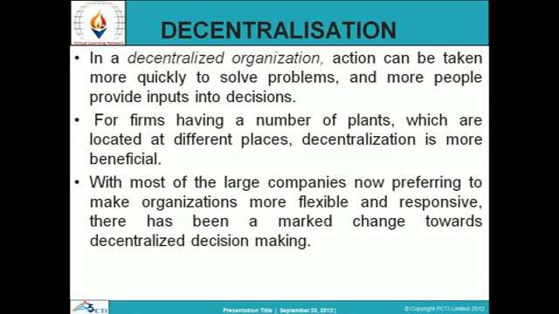Nowadays in every organization, the style is moving from centralized decision making to decentralized decision making because of its quickness in solving problems, and because it is more flexible and more responsive, right?